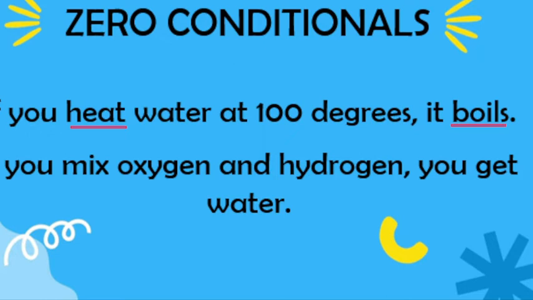Another example, if you mix oxygen and hydrogen, you get water. If clause, if you mix oxygen and hydrogen. Ito po yung ating condition. And the result clause, you get water. In this sentence, expect na ang result ay you get water. The result is surely to happen. If you mix oxygen and hydrogen, the result is you get water. Our verbs here are mix and get. They are both in simple present tense. Hindi po past, hindi future.